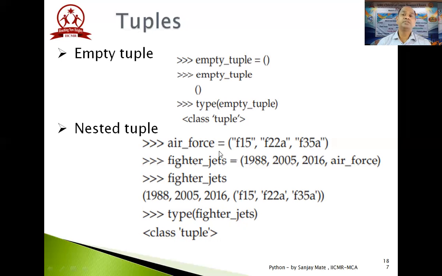Nested tuples. You can have a tuple inside a tuple. So here I am creating one tuple, that is Air Force. In that I am having these particular strings, and I am having another tuple, that is fighter jets, and in that I am having all these strings. But I have 1988, 2005, 2016, and here I am providing again the name of the first tuple, that is Air Force. So this is what you are having, a tuple inside a tuple. If I am printing it, you will see 1988, 2005, 2016, and then again you are having the tuple. So in this way, you can have a tuple inside a tuple.